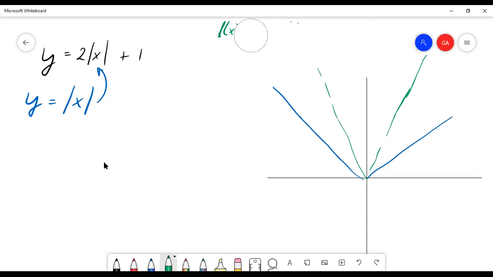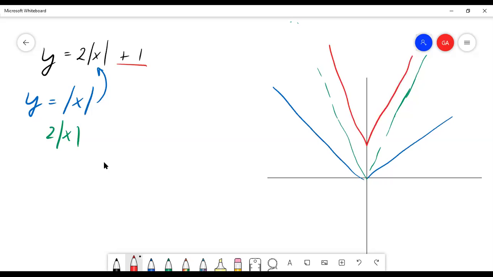So, great. So now what do I do? Now that I have that, what's the next transformation, the last transformation? Julia. Shift it up by 1. Very good. And so this entire thing got shifted up by 1. And so this vertex is 0, 1. And you could similarly plot all the other points. I'll just do one more. This is point 1, 2.